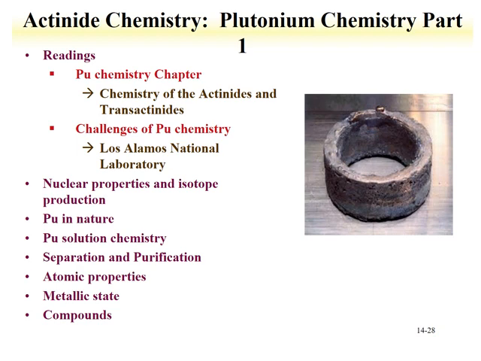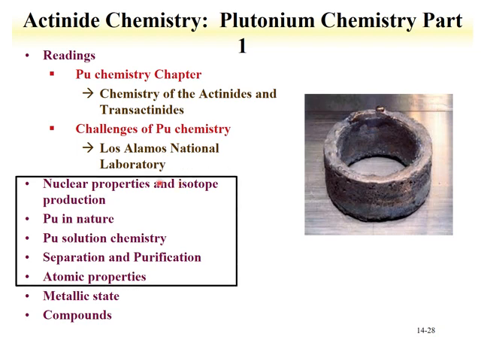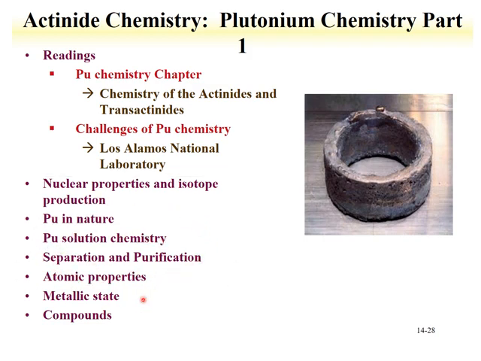This concludes part 1 on the plutonium chemistry lecture for the Actinide chemistry course. This part covered nuclear properties, plutonium in nature, plutonium solution chemistry, separations and purifications, and some atomic properties. When you've completed this lecture, please continue to part 2.